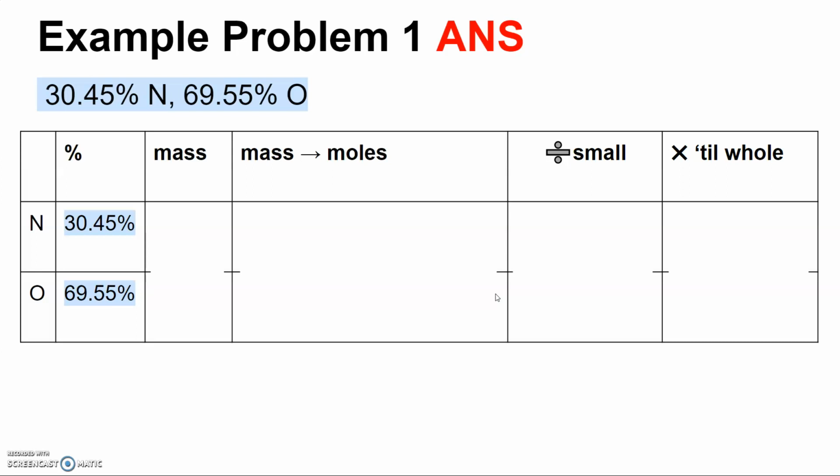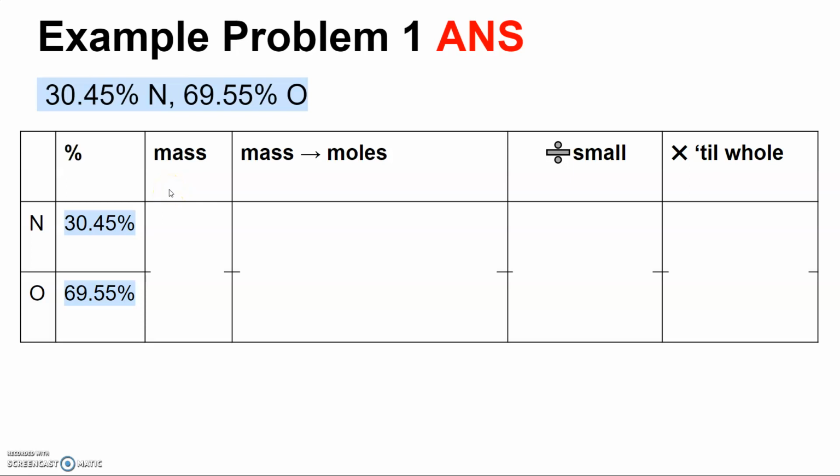So how will we set up this problem? Well, I like to set up this problem in a table. I write in the first column of my table the elements, so nitrogen and oxygen, and next to them I would write their percentages. Okay, so after we have the percentage of nitrogen and oxygen, the next thing is to go from percent to mass, like the poem says.